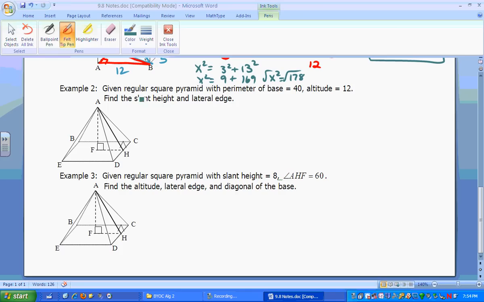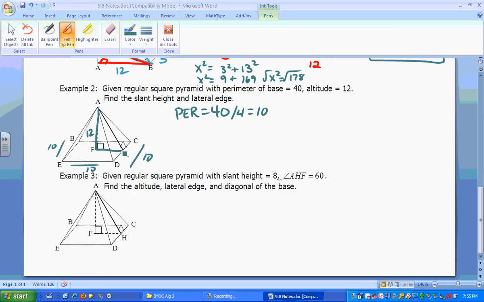Moving on to example 2. Given a regular square pyramid with a perimeter of the base equal to 40. Well, that helps, because how many sides does the base have? 4, giving you 10, 10, 10, and another 10, because when you divide by 4, you get 10. Okay, the altitude is 12. Well, we know that's AF right there. We want to find the slant height and the lateral edge.